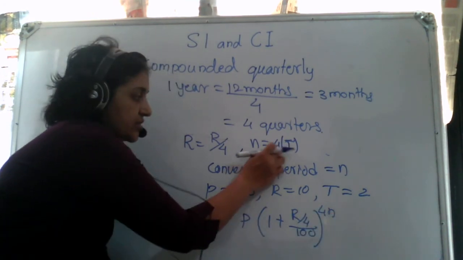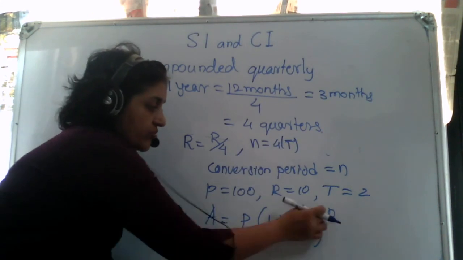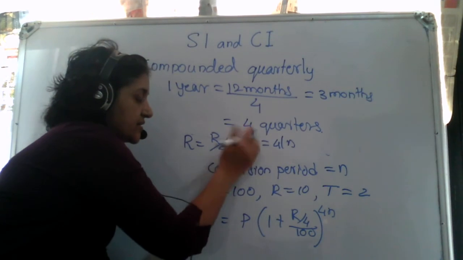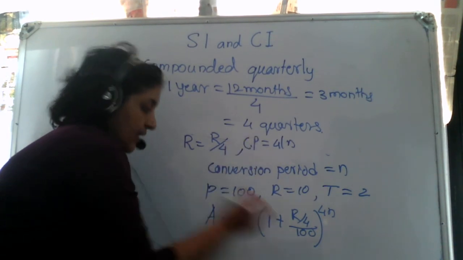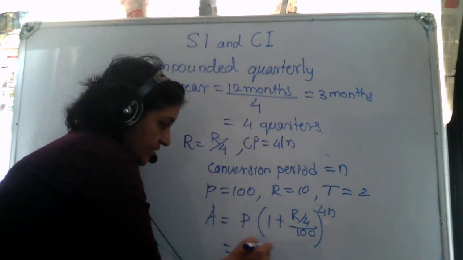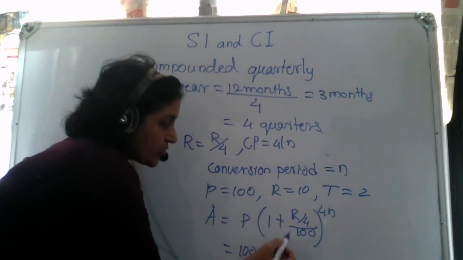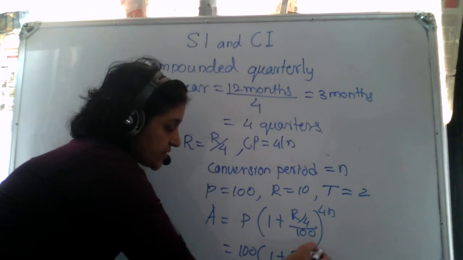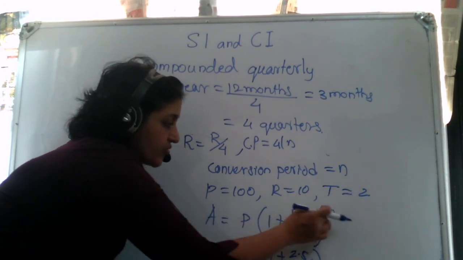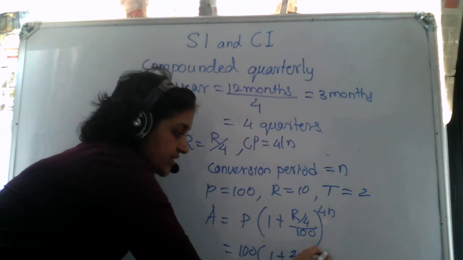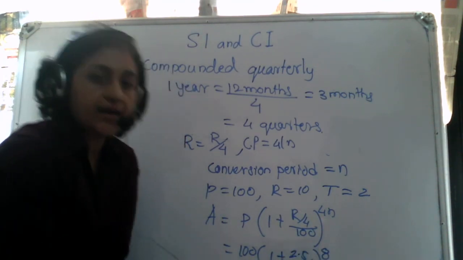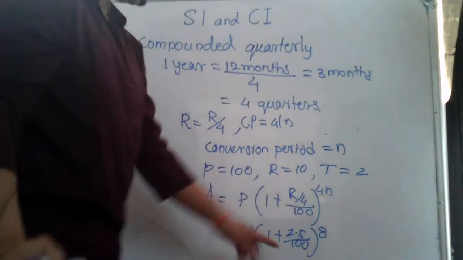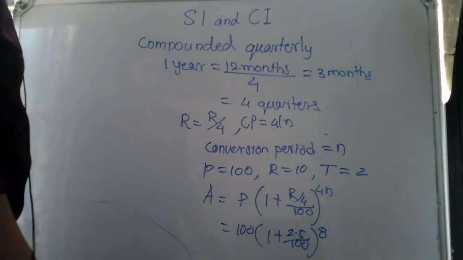4n in the sense what? This n is 4 times n, that's what we give here, and it is the conversion period. So 100 into bracket 1 plus R upon 4, that is 2.5 upon 100, raised to the power 4n. N is 4 times t, so 4 into 2 is 8. 8 quarters are there in the time period of 2 years is what it shows. So you can do it this way.